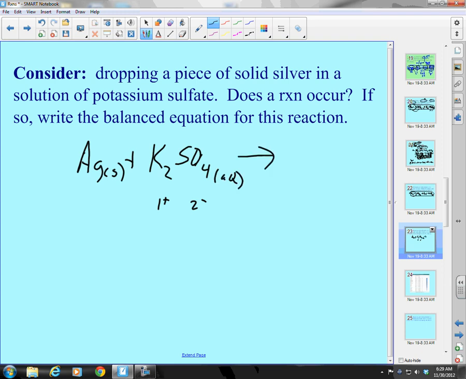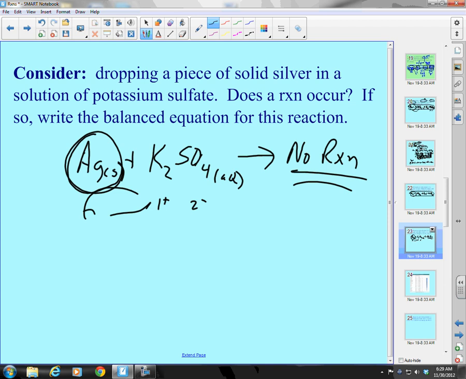And the answer is no reaction. What? Wait, what? Well, silver is kind of like the weak little brother, and potassium's like the strong senior. How is the silver freshman going to beat up potassium? The answer is it's not going to happen. Well, how do I know this stuff, Mr. Smith? Well, there's some nice people who have put together a chart for us.